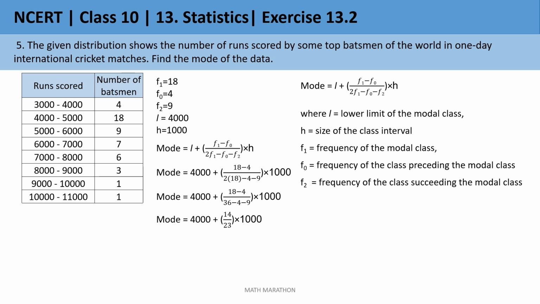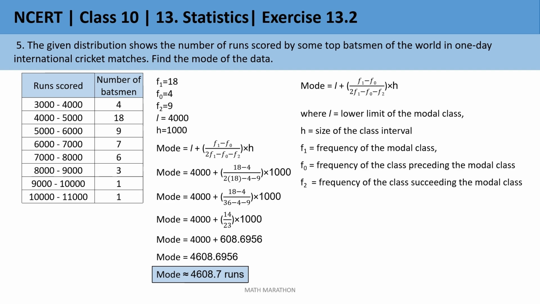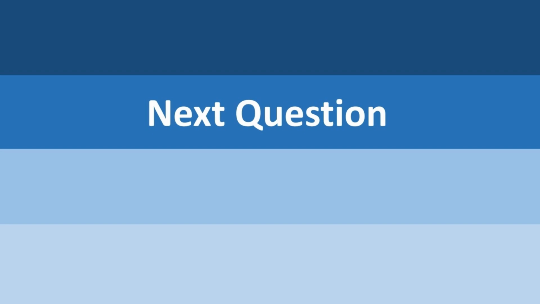In denominator, 36 minus 4 minus 9 is 23. 14,000 divided by 23 is approximately equal to 608.6956. Mode is equal to 4,000 plus 608.6956. Mode is equal to 4,608.6956. Mode is 4,608.7 runs. Let us see next question.